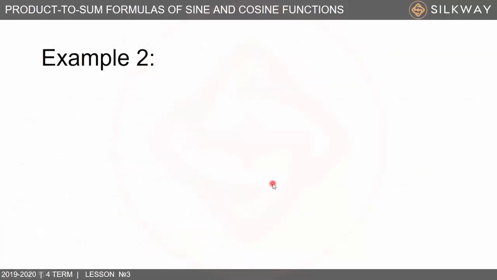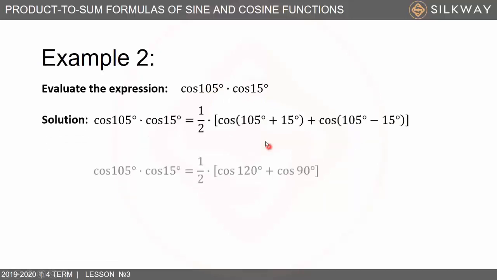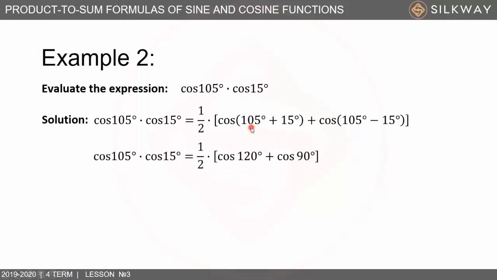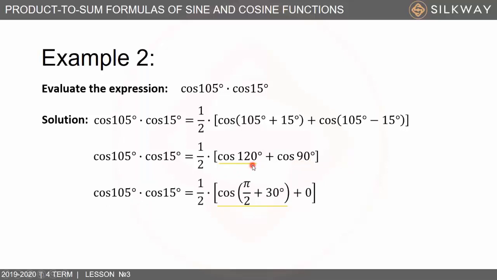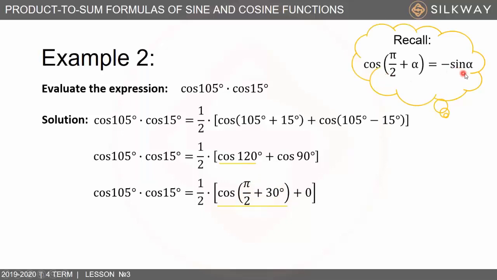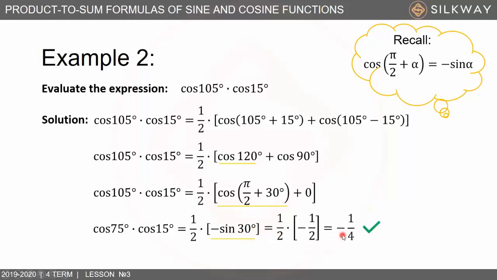Let's look at example number 2. We use the new formula for cosine 105 degrees multiplied by cosine 15 degrees, and we get this one. Here we add and get 120 degrees, here we subtract and we get 90 degrees. Look at cosine 120 degrees, and we can get this by the expression 90 degrees plus 30 degrees. By reduction formulas, this will be minus sine alpha, and then 1/2 multiplied by minus sine 30 degrees, and here will be -1/4.